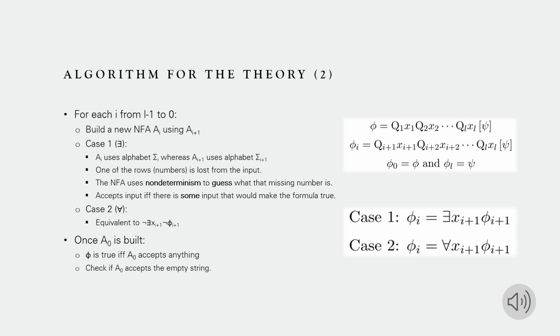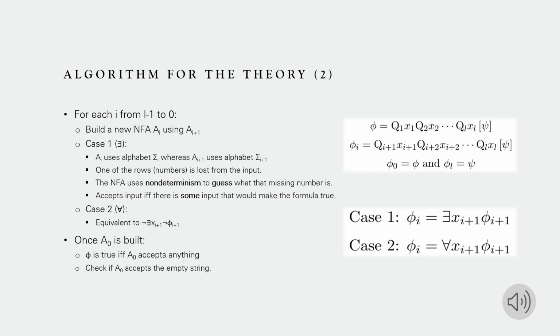In the case that the quantifier is the universal quantifier, it is converted into the form shown here. It is the negation of the existential quantifier over the negation of the inner formula. For this case, the NFA A sub i plus 1 is first negated. Then the construction is done as it was for the existential quantifier. Then the NFA is again converted into one that accepts the complement of that language.